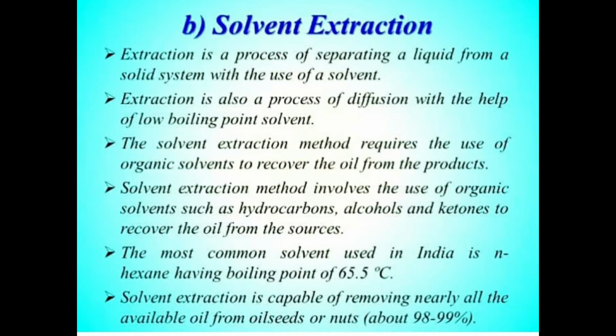The solvent extraction method involves the use of organic solvents such as hydrocarbons, alcohols and ketones to recover the oil from the sources. The most common solvent used in India is n-hexane, having a boiling point of 65.5 degrees Celsius. Solvent extraction is capable of removing nearly all available oil from the oilseed or nuts. About 98 to 99% of the oil is extracted by solvent extraction.